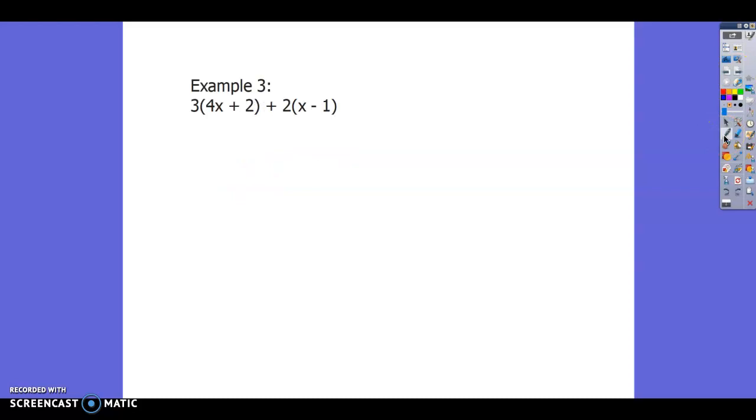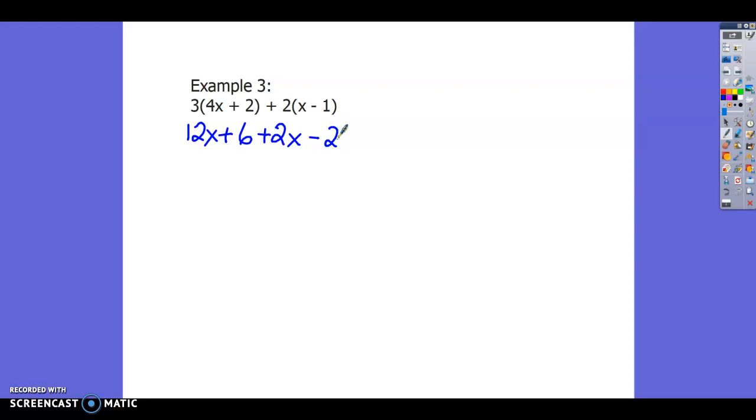All right, the next example has two sets of parentheses. So we're going to start with the first set. So we've got 3 times 4x, which is 12x. And we've got 3 times 2, or 6. Then we have another set of parentheses. This time it's a positive 2. So we don't have to worry about losing a sign, but we've got to do 2 times x. Still going to be positive because both of these terms are positive. And then positive 2 times negative 1. A positive times a negative is negative. So 2 times 1 would be negative 2.